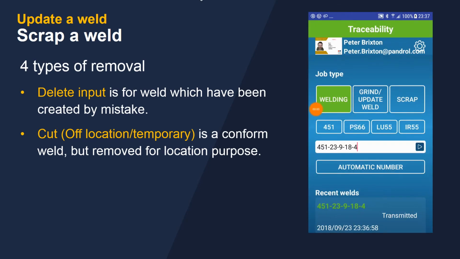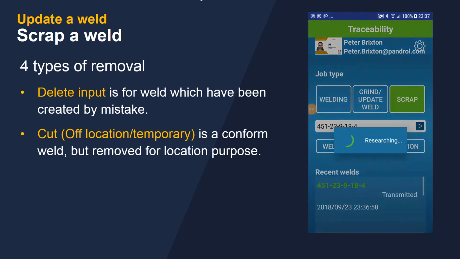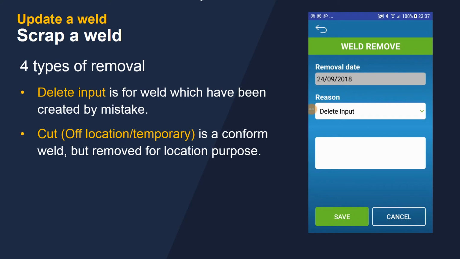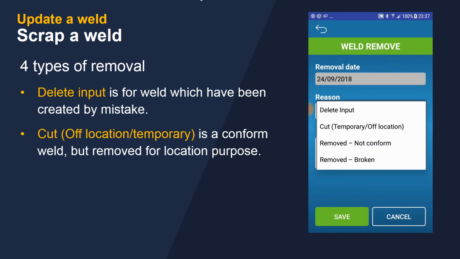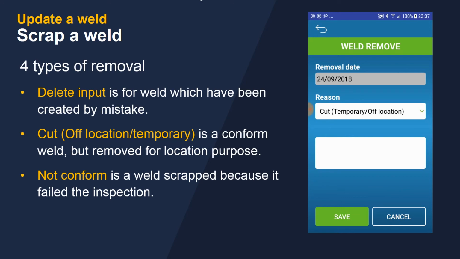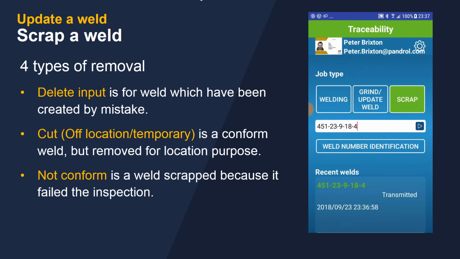This has to be used when the weld itself was conform, but had to be removed for another purpose. For example, off-location issue or because a rail section or turnout is being replaced. The third choice is not conform. You can use it if you scrap a weld which failed the internal or external inspection.